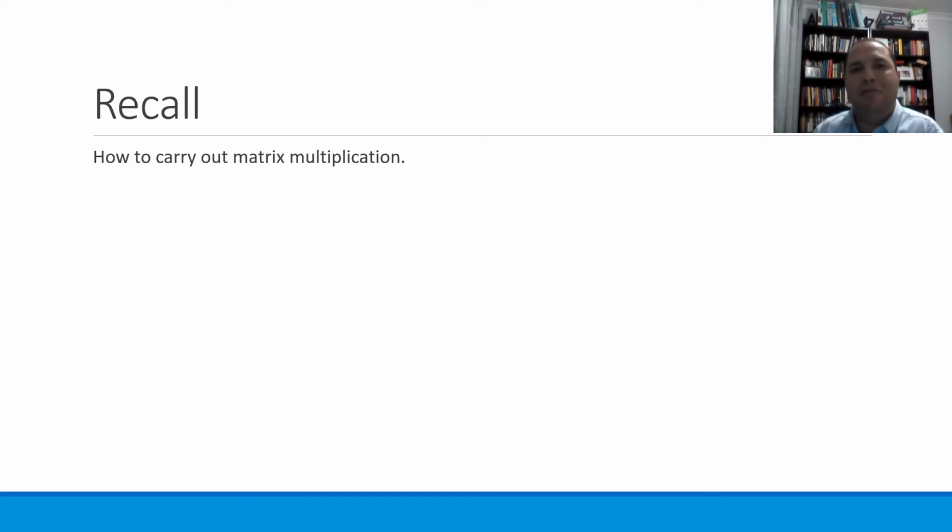The biggest thing you have to remember from previous lessons is how to carry out matrix multiplication. So if you haven't done that yet, do that lesson first.